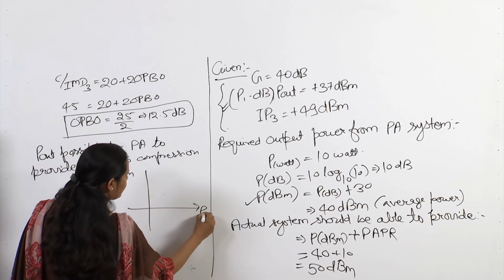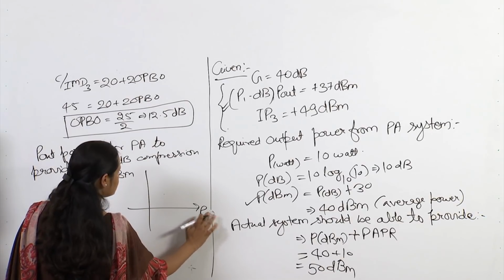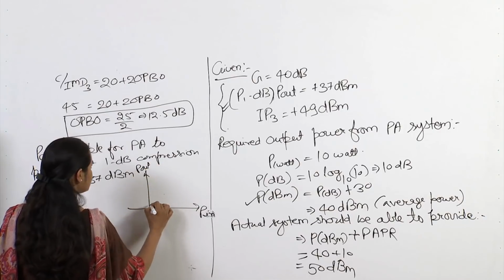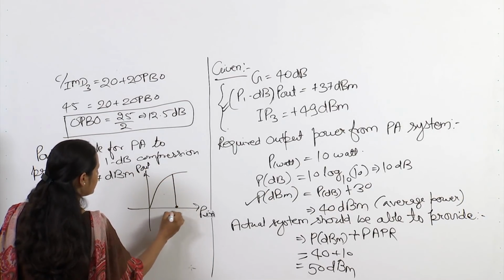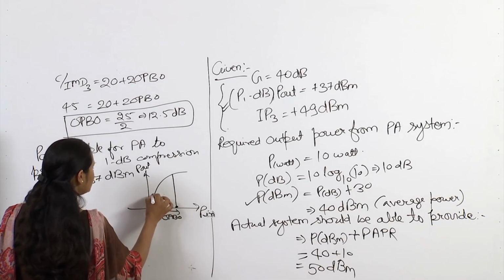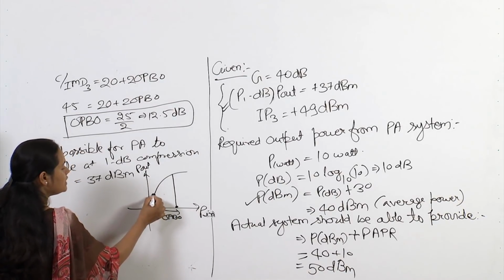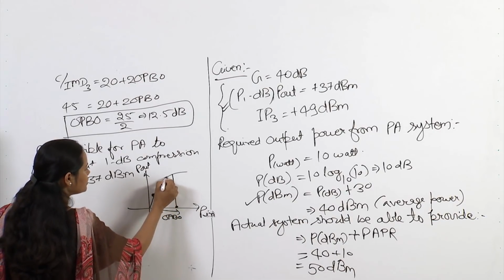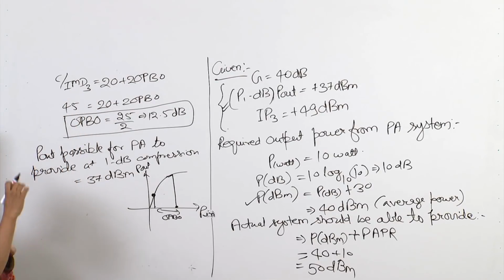If we remember P in versus P out, we have discussed this, that if it is the output power, then this is what we called output power back off, so that it can work in the linear region. So the higher the OPBO, the higher the linearity, and the lower the OPBO, the nearer to the saturation point, and this C by IMD3 will be reducing in size.